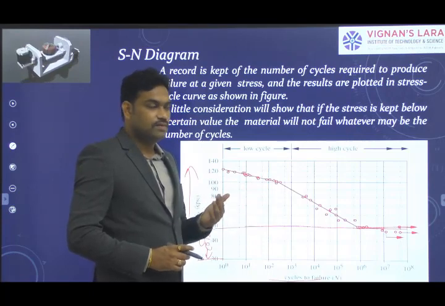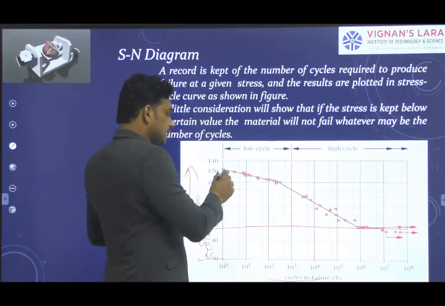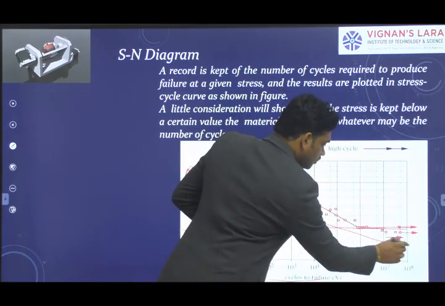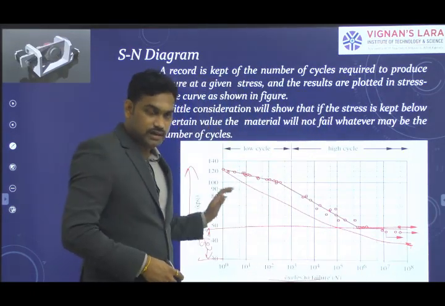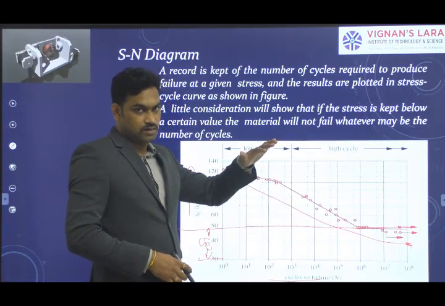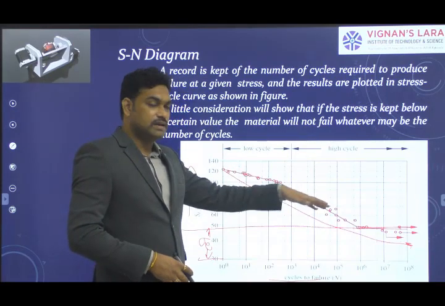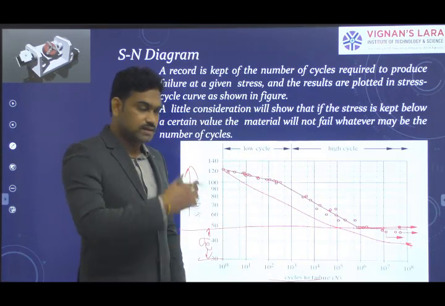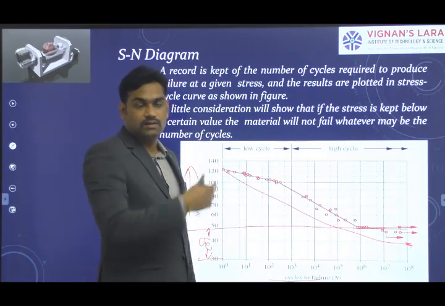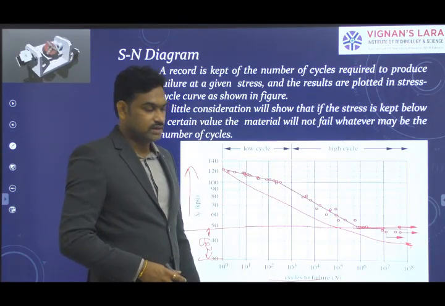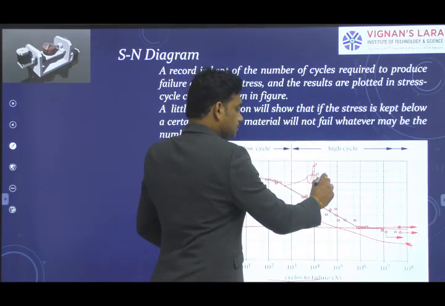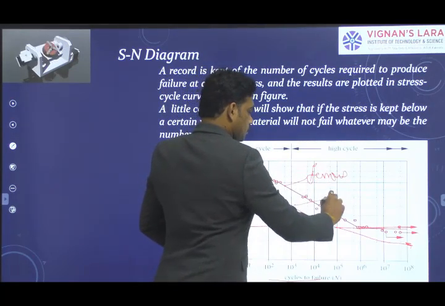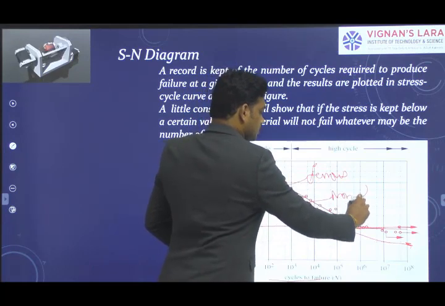This is the curve for ductile or ferrous materials like steel. If you take non-ferrous metals, the curve declines even further after 10 power 6 number of cycles. You can observe it as a curve. It doesn't become a straight line even after 10 power 6 number of cycles, and it continues to decline for non-ferrous metals. This curve is for ferrous, and this one is for non-ferrous.